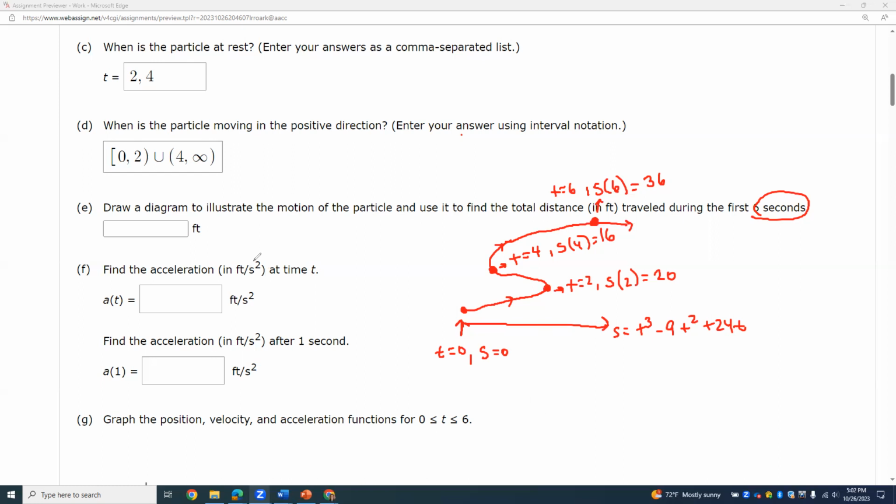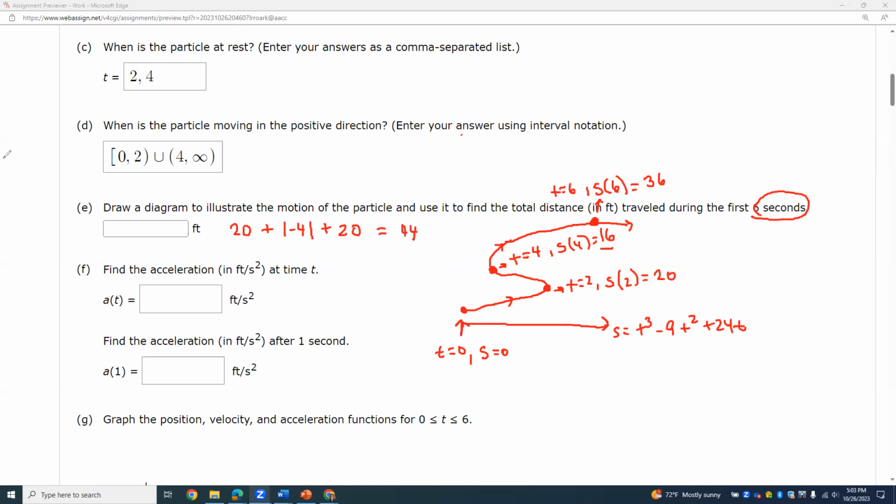So what we can do, essentially, is take the absolute value of each of these distances and add them up. From 0 to 2 seconds, the particle traveled 20. Then from 2 seconds to 4 seconds, it went from 20 to 16, so really it went down 4. You could think about it as the absolute value of -4, or you could just say +4. And then from 4 to 6 seconds, it went from 16 to 36, so it went another 20. So really this is just 20 plus 4 plus 20, which is 44.